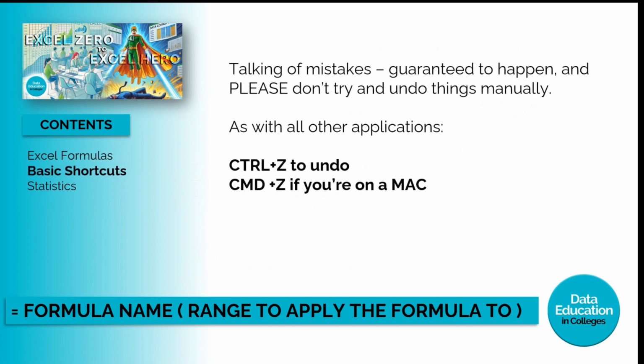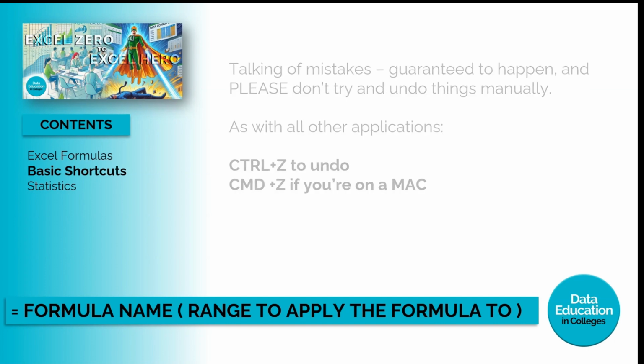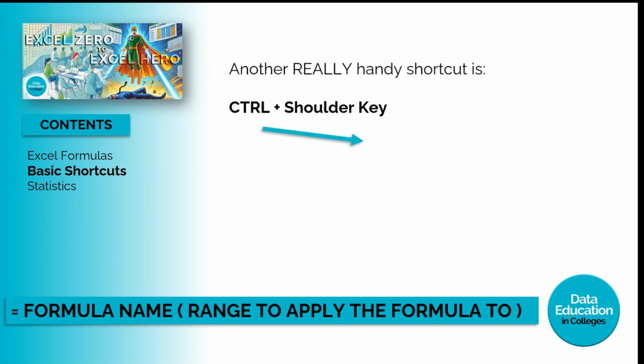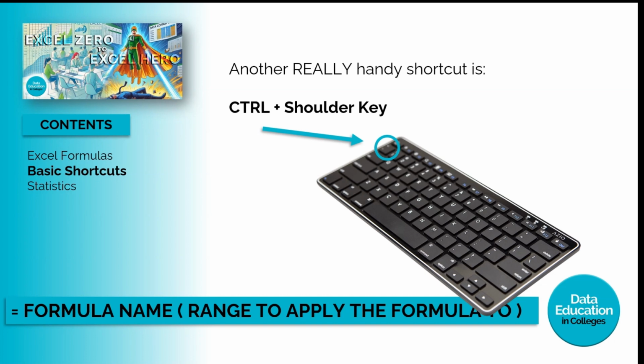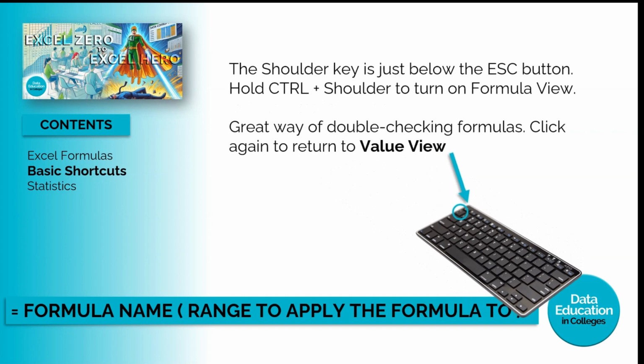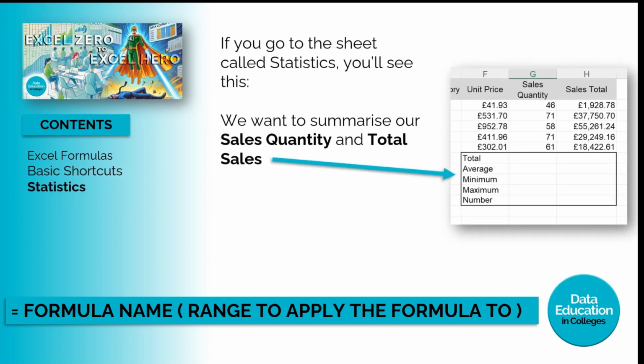Talking of mistakes, tenuous link, but there we go. As with all applications, please use Ctrl+Z to undo, or Command Z if you're on a Mac. And this is a very helpful little shortcut, shoulder key. It's just on your keyboard underneath the escape button. And if you hold down Control and click the shoulder key once, it will show you the formula view so you can check your formulas. Click it again and it'll go back to what's called the value view, the normal view. It's a really handy little shortcut. Try and remember that one.